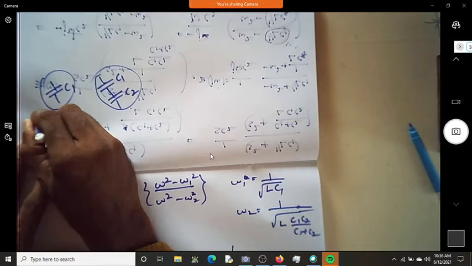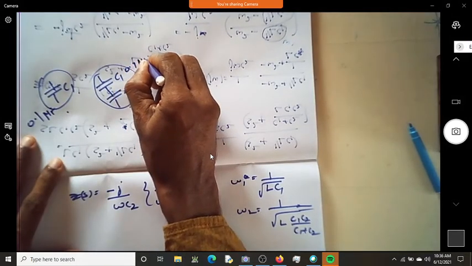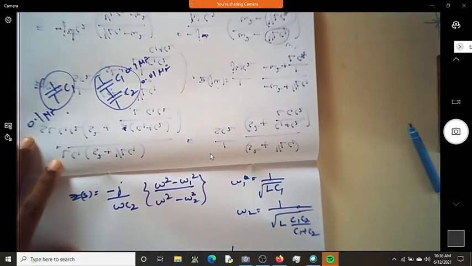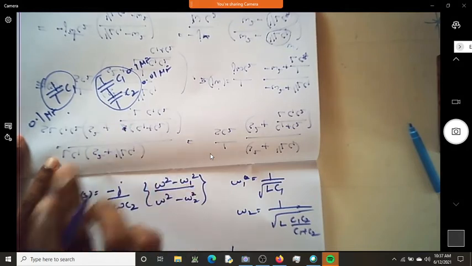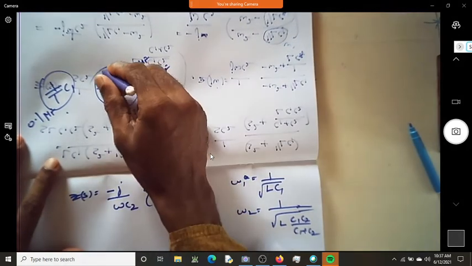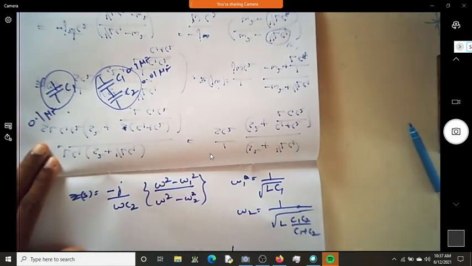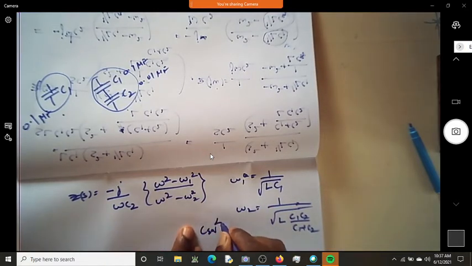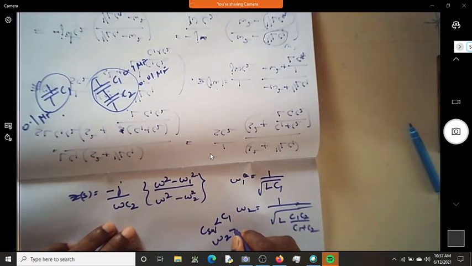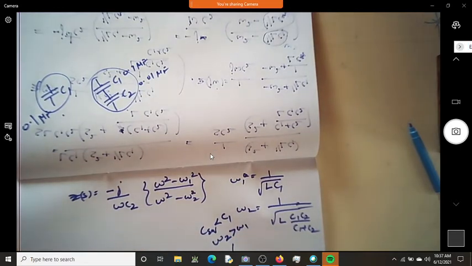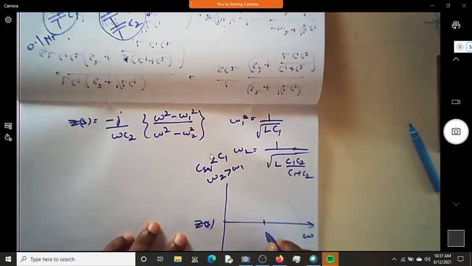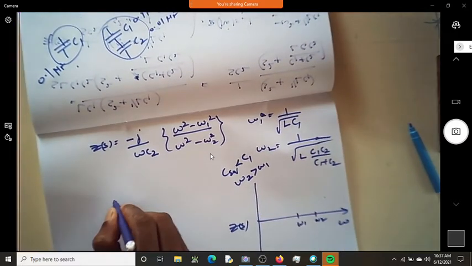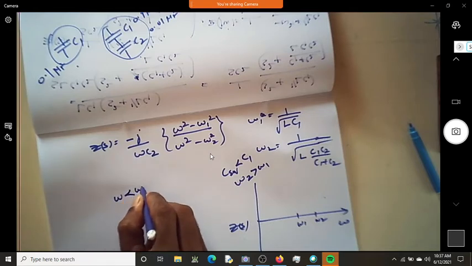Assume that this is 0.1 microfarad and it is 0.01 microfarad. Which is less? The second one will be less. So, this is C equivalent. Is C equivalent lesser than C1? Yes, sir. Shall I say omega 2 is greater than omega 1? Yes, sir. So, let me say this is omega 1, this is omega 2. Correct? So, let us give the value of omega less than omega 1 first.